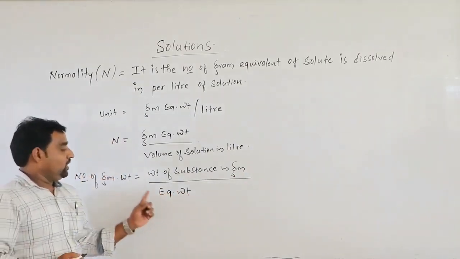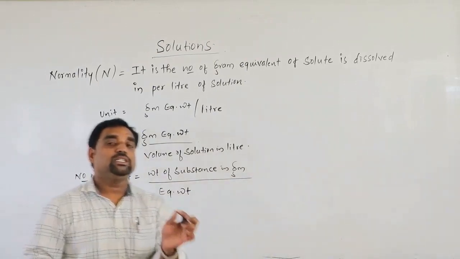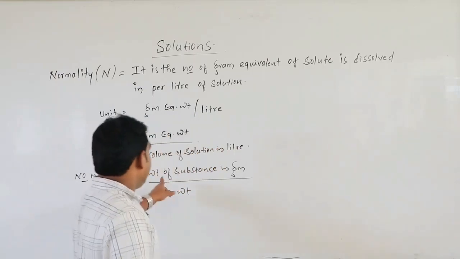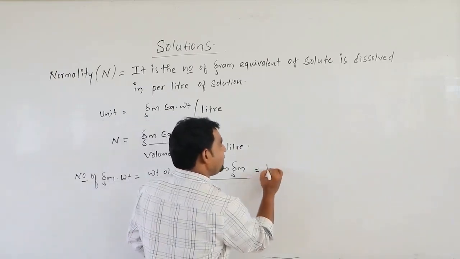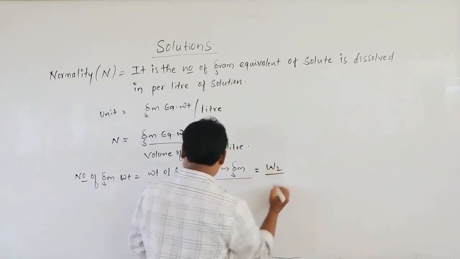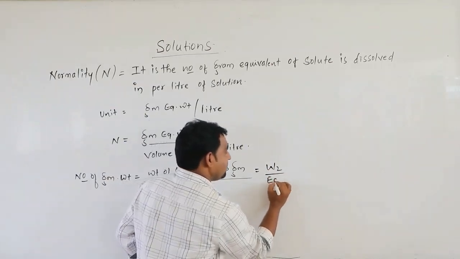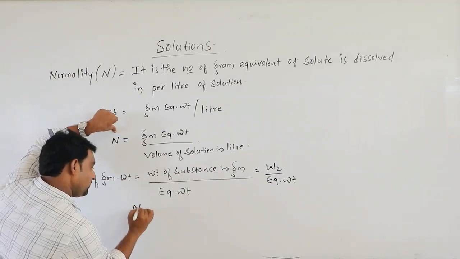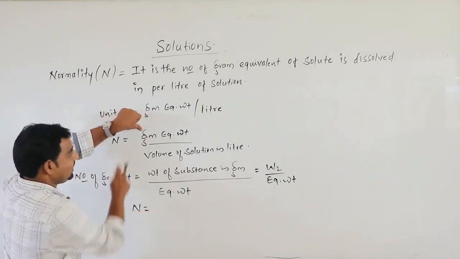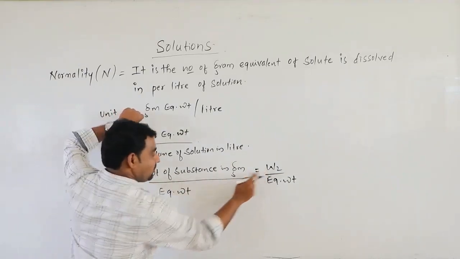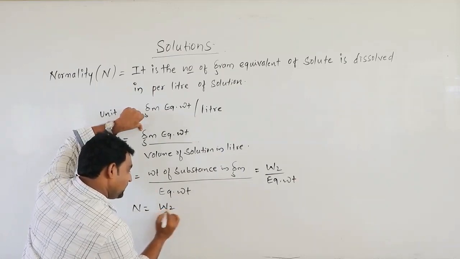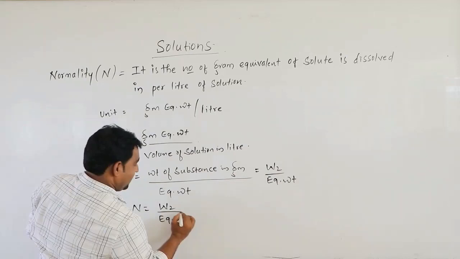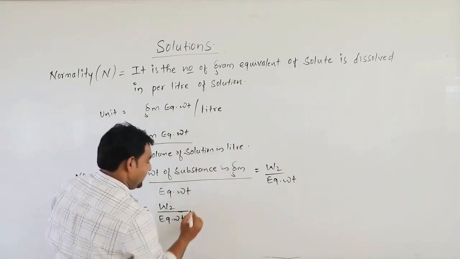So now equivalent weight expressed in terms of gram means, that is what we call the gram equivalent weight. Now the weight of the substance or weight of solute is denoted by W2, and equivalent weight. So now normality is equal to gram equivalent weight per volume, which is W2 divided by equivalent weight and volume of the solution in liter.